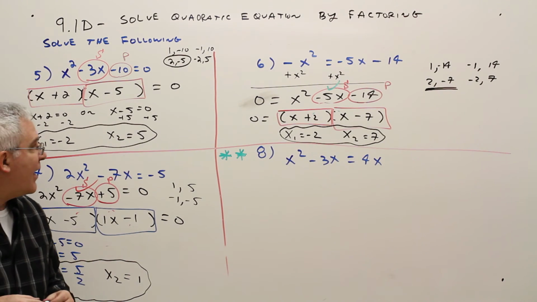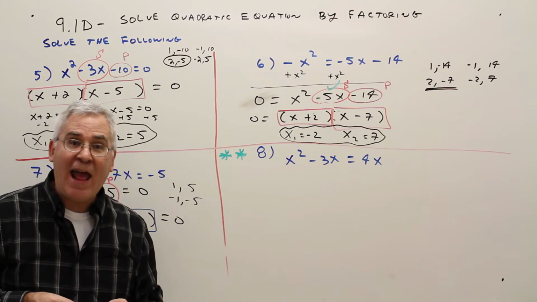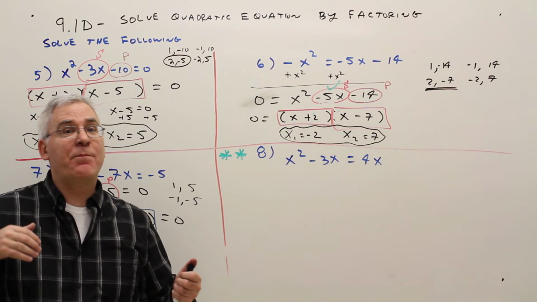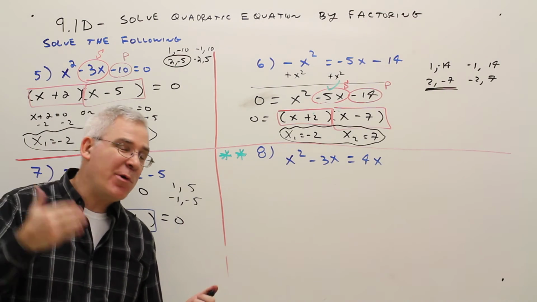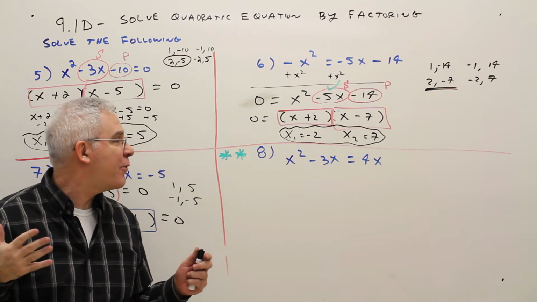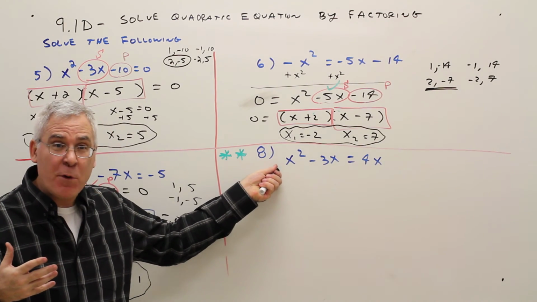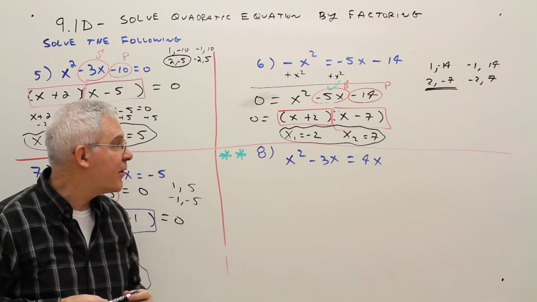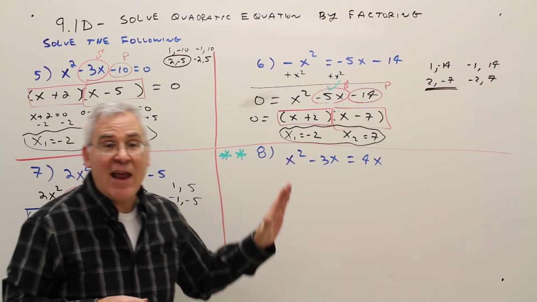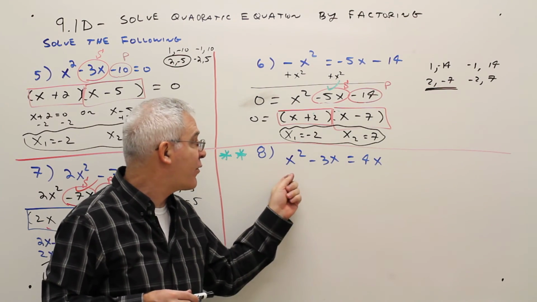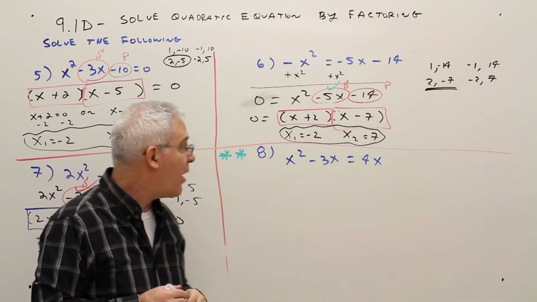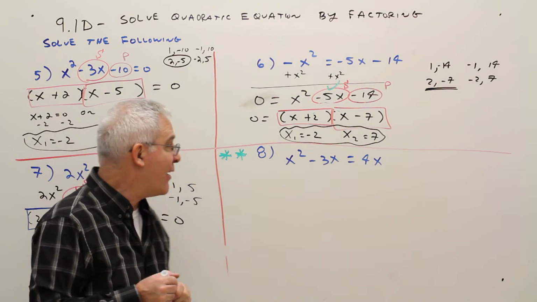All right, example 8. I put 2 asterisks by it. I can guarantee you this will be in a quiz and a test. It's just something that students forget how to do. So please make sure you focus on this. This one's slightly different. I don't have a constant term. I do have a squared term and an x term. So again, let's get it into standard form.